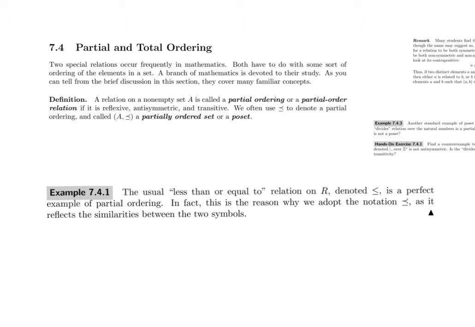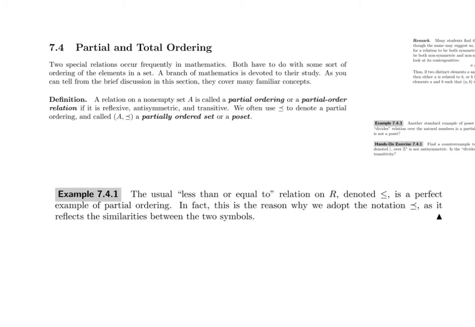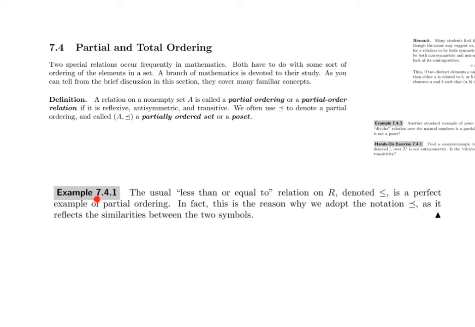As we mentioned, the symbol for a partial ordering is very similar to the symbol for less than or equal to, and there's a reason for that. The less than or equal to symbol actually defines a partial ordering. We can take a set of numbers. In this example, they're not mentioning the actual set of numbers, but if we just take a set of numbers, we can define a relation using the less than or equal to symbol, and we can verify that that relation is reflexive, antisymmetric, and transitive.